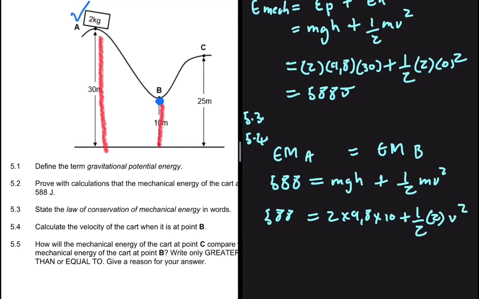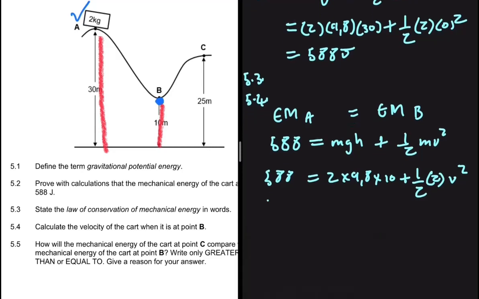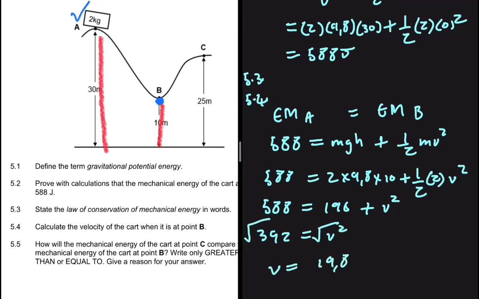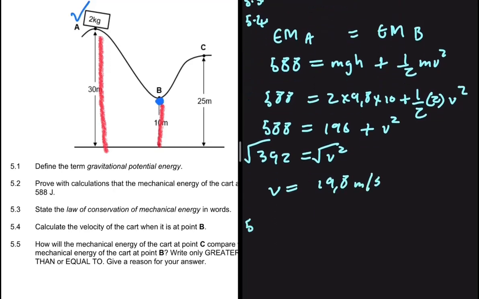Initially, the velocity was 0, but as our object is going down, some of that potential energy is getting converted to kinetic energy. So the velocity of the object actually increases. Right, let's carry on. So we're going to have 588 being equal to 196 plus v squared. If we take 196 to the other side, we're going to get 392 being equal to v squared. We're going to take square roots on both sides to get a velocity of 19.8 meters per second at point B.